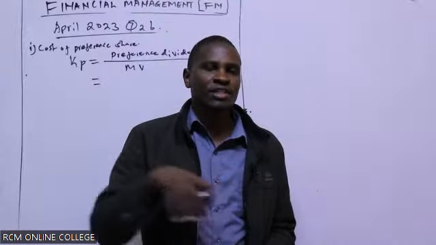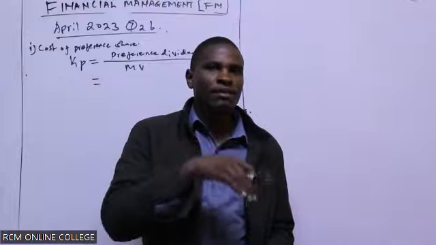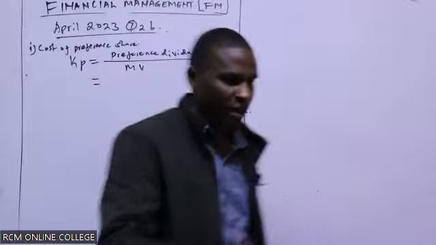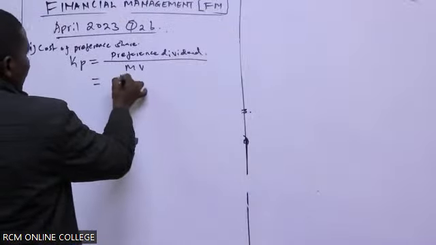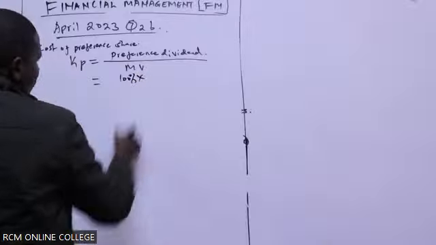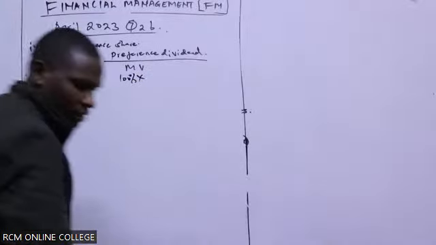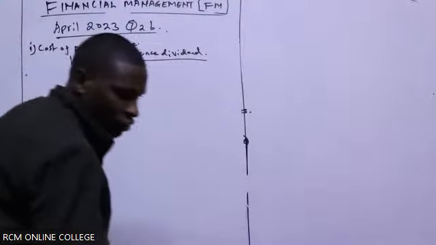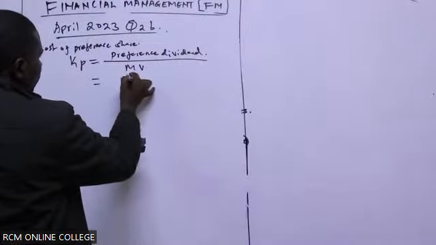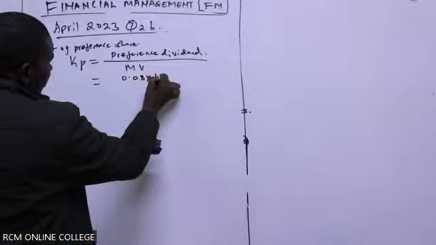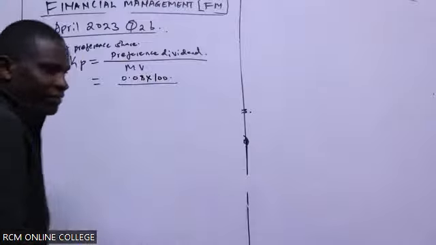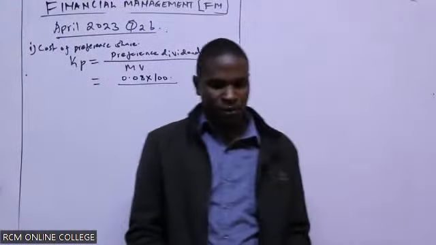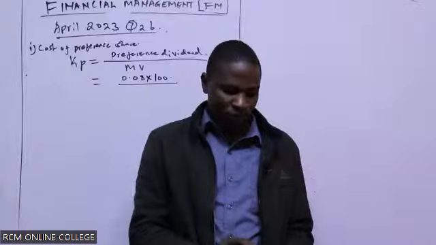How do we get interest from a loan? You take the interest rate times the par, the loan borrowed. So it will be 8%, because we were told the preference dividend is 8. So it will be 8% or 0.08 times 100 divided by market value. Now, the challenge was to determine the market value. What is the market value of our preference share?